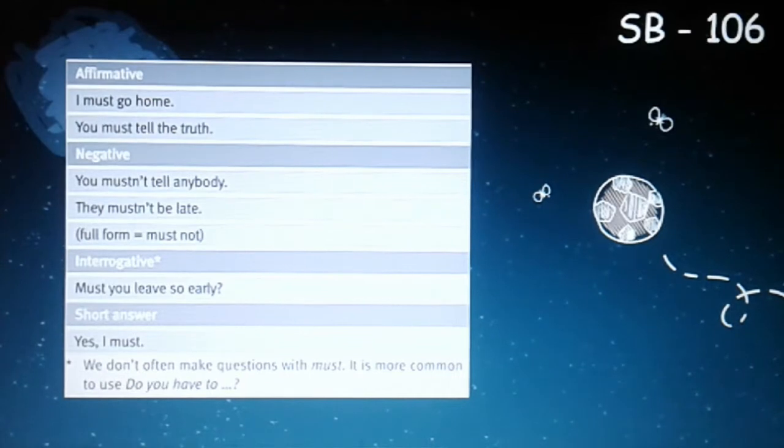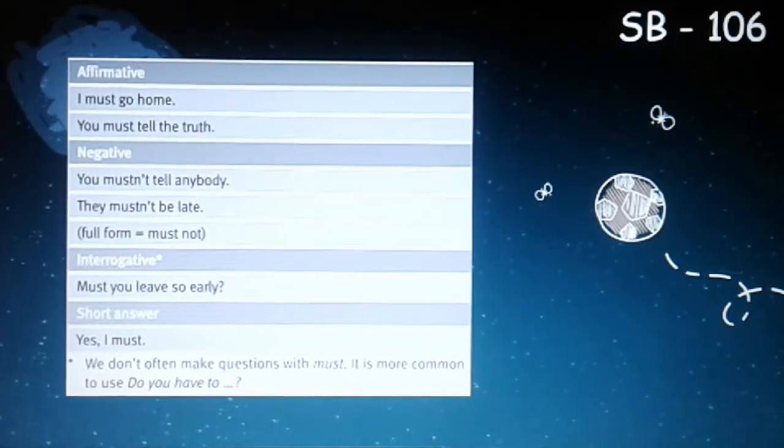That's why instead of making a question by using must, we should change must here with do you have to. So the question would be, do you have to leave so early? And the short answer that we can provide for this question, yes, I must.